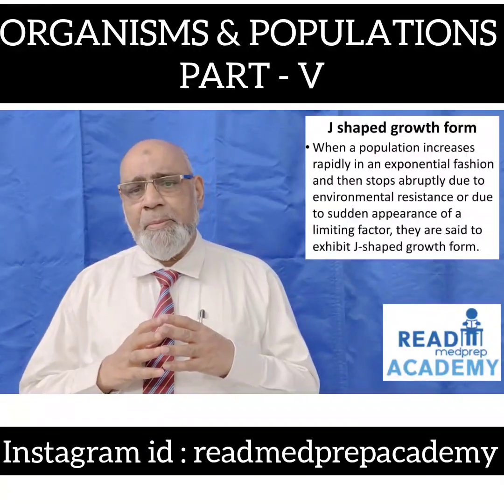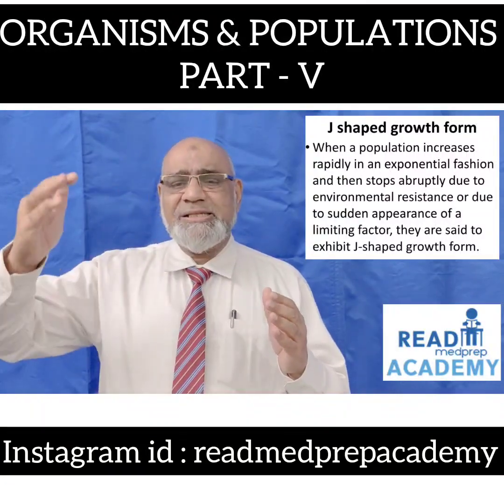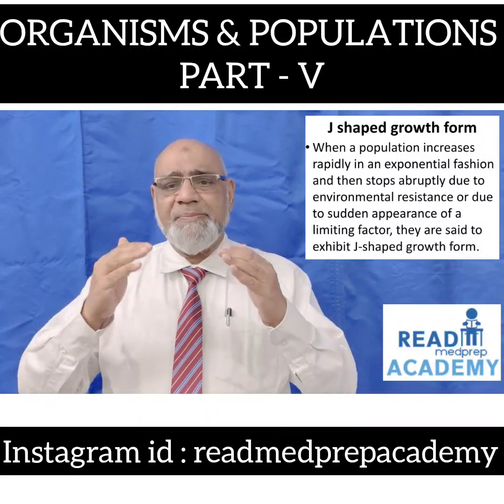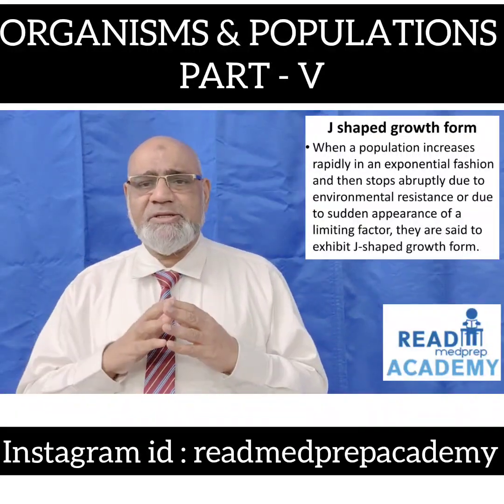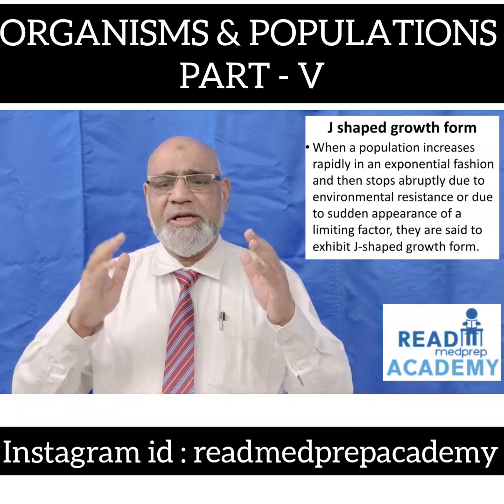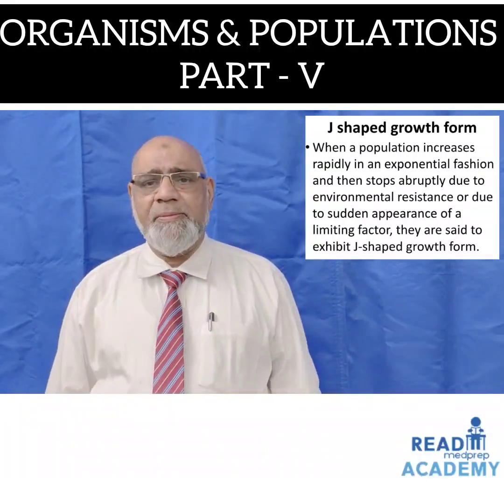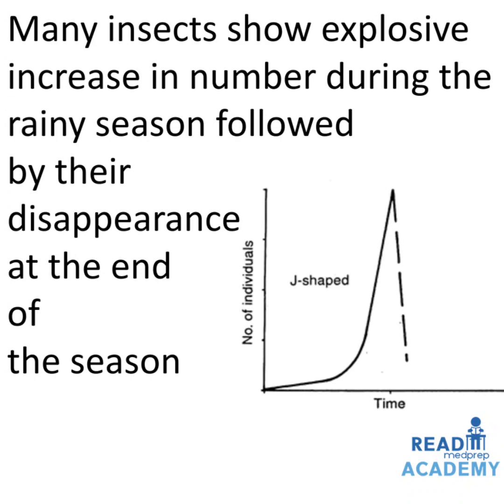J-shaped growth form: when a population increases rapidly in an exponential fashion and then stops abruptly due to environmental resistance or due to sudden appearance of a limiting factor, they are said to be exhibiting J-shaped growth form. Many insects show explosive increase in number during the rainy season, followed by their sudden disappearance at the end of the season.